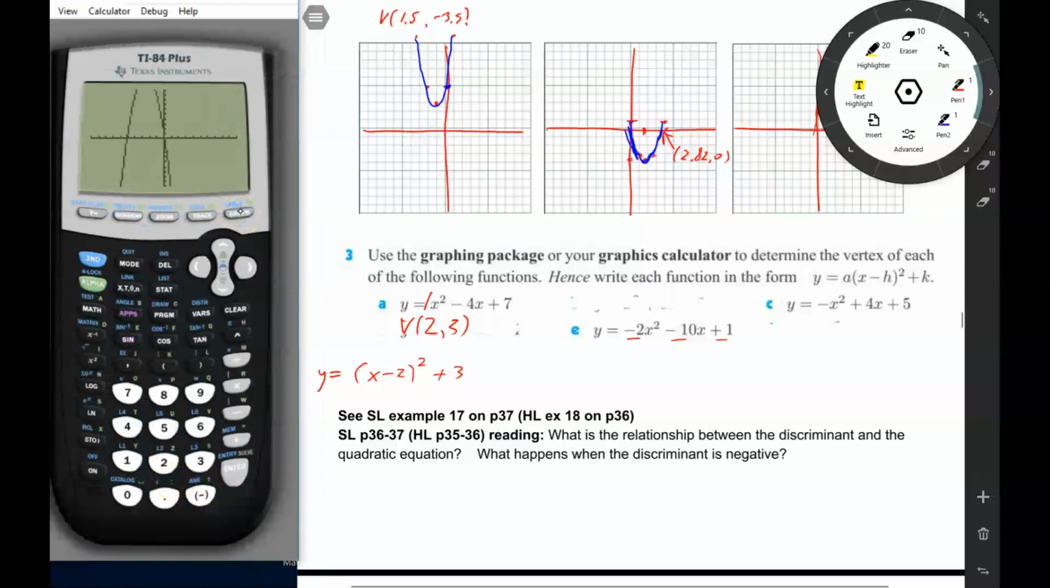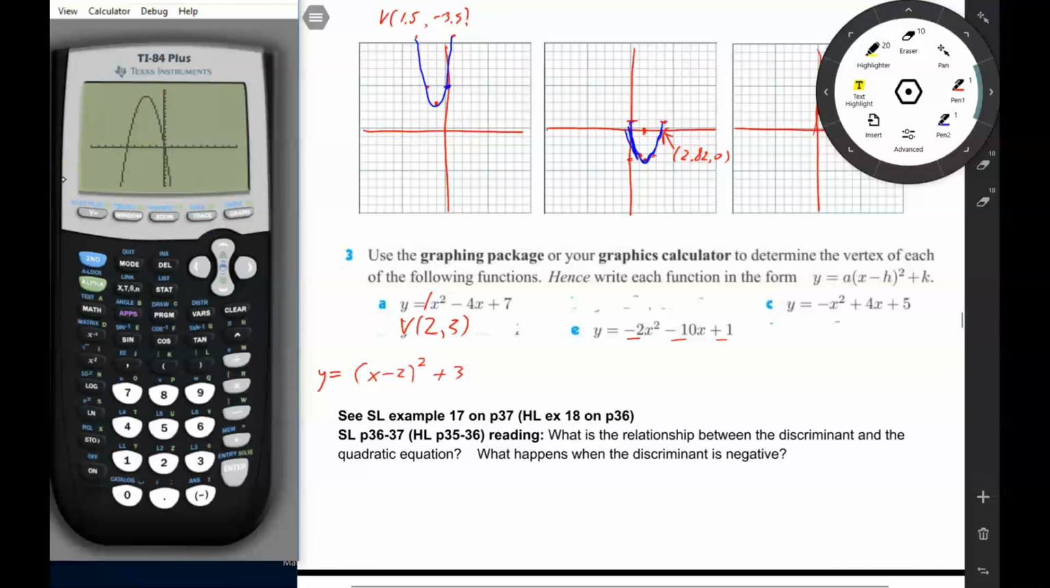The vertex is off the screen, so I need to adjust it a little bit. Maybe the easiest way is just to use window. I'm going to change my y max to something bigger than 10. So I'm going to put maybe 15. Let's see if now it's on the screen. It is.